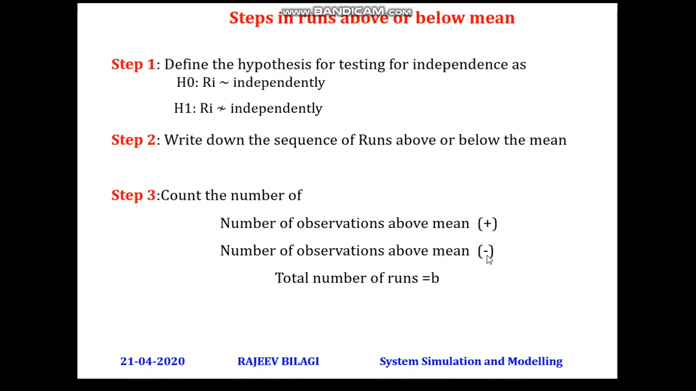So the number of observations above the mean is plus, and the number of observations below the mean is minus. So that is n1 and n2. So the total number of runs will be B. Now, what you have identified in step 3 is n1, next n2, and then you have identified the total number of runs, that is B. After calculating these three, we are going to apply certain formulas in the next step.